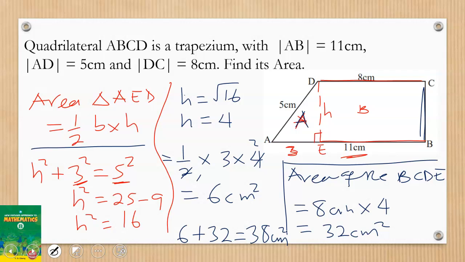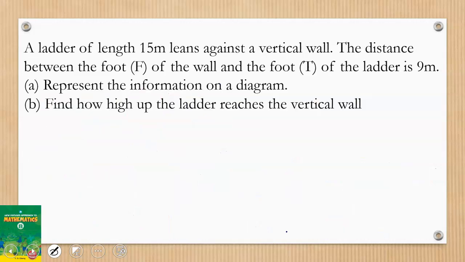Now let's take another question and see. A ladder of length 15 meters leans against a vertical wall. The distance between the foot F of the wall and the foot T of the ladder is 9 meters. A, we should represent the information on the diagram. B, we should find how high up the wall the ladder reaches.